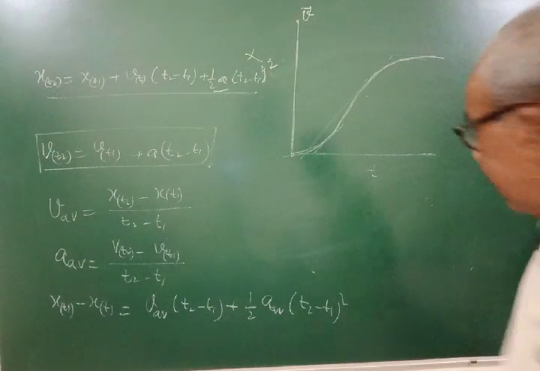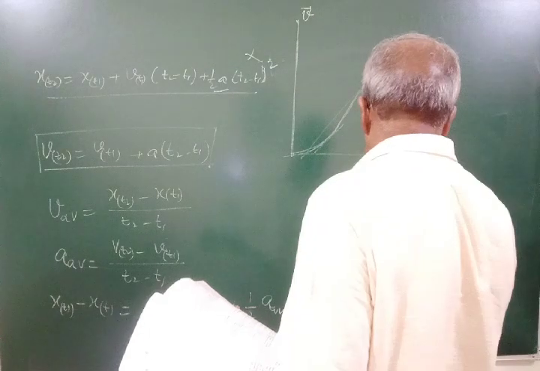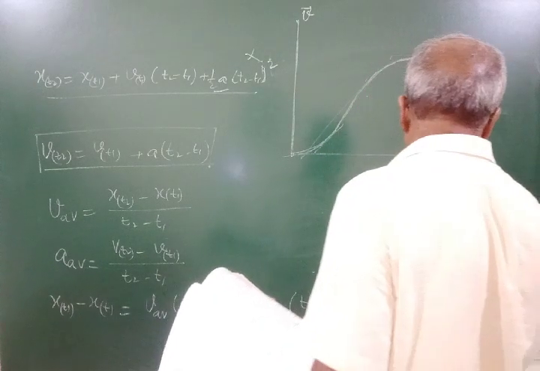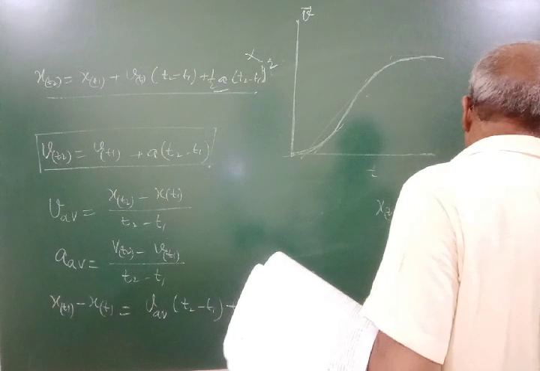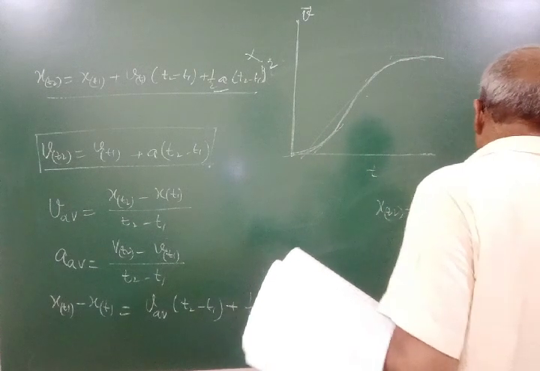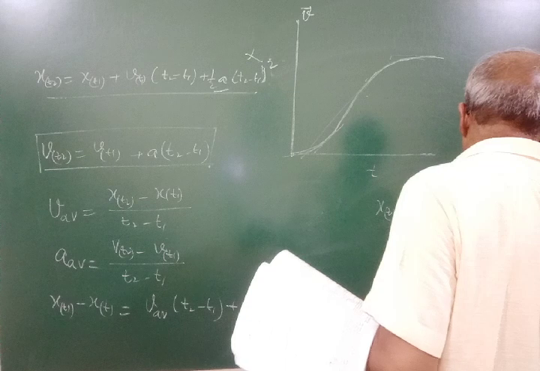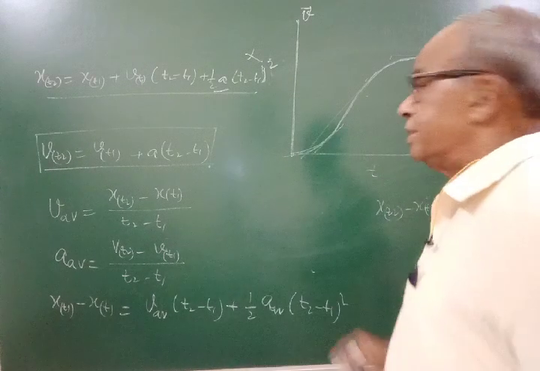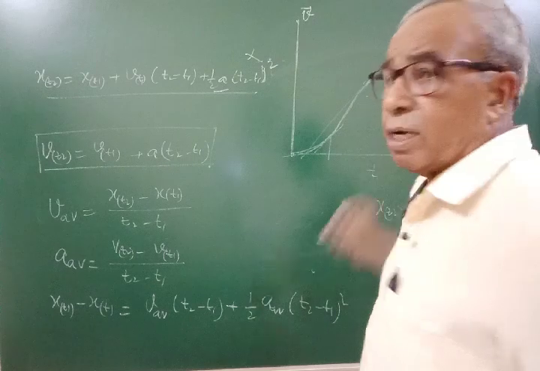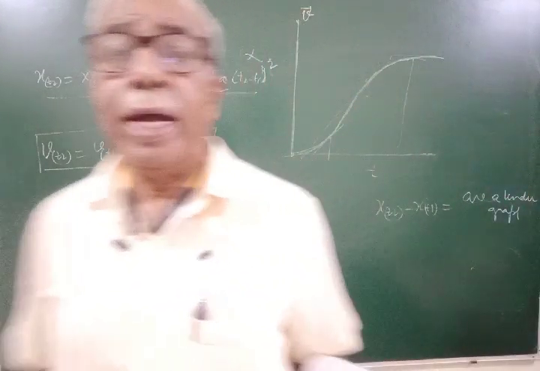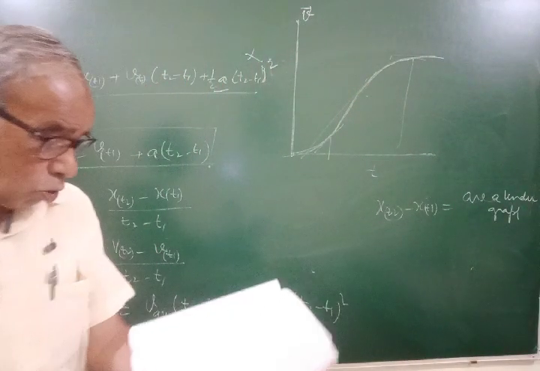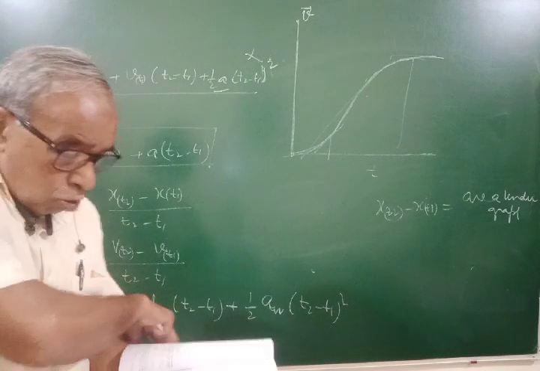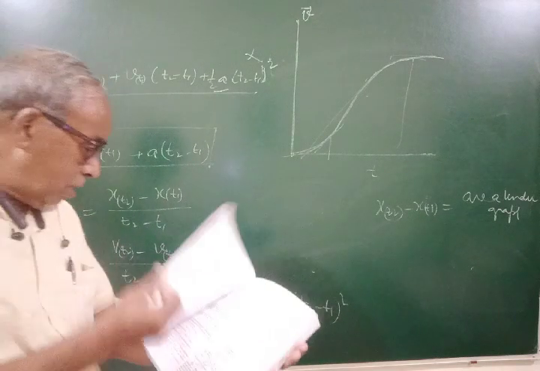Then further they say x(t2) minus x(t1) equal to area under v-t graph. Area under graph, you can say, this is true. We know area under v-t graph is equal to displacement. So this is true. Now there is one more question here in this book, that is from NCERT.